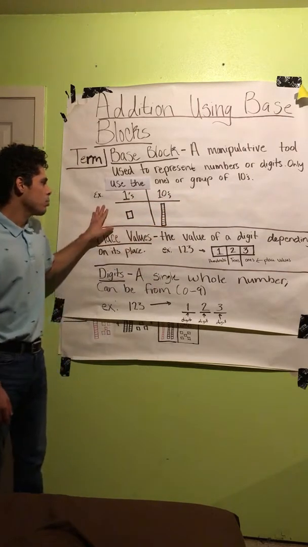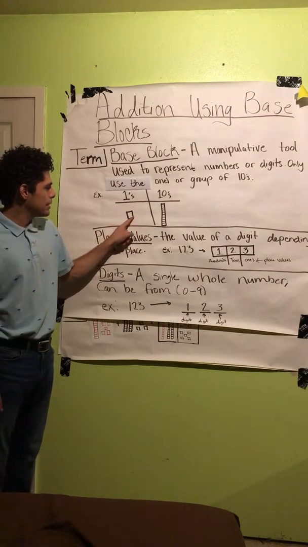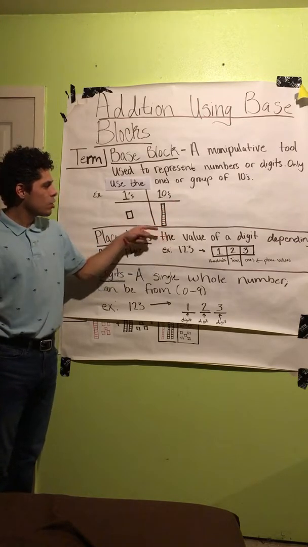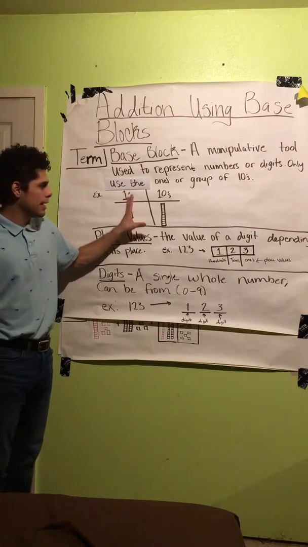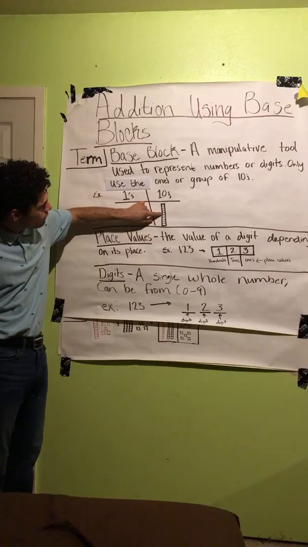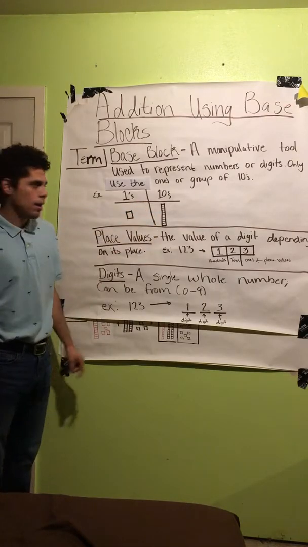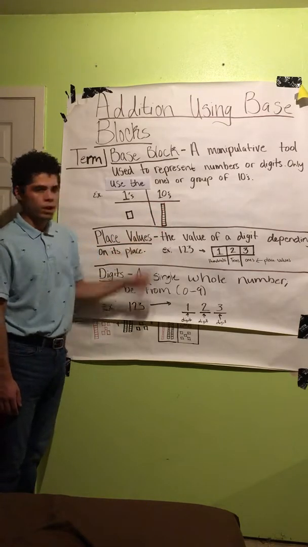Alright? Example. The ones is only going to be a single square by itself. The tens is going to have 10 squares combined together and they're going to stay together. So 1, 2, 3, 4, 5, 6, 7, 8, 9, 10. 10 all together. It is the long one.